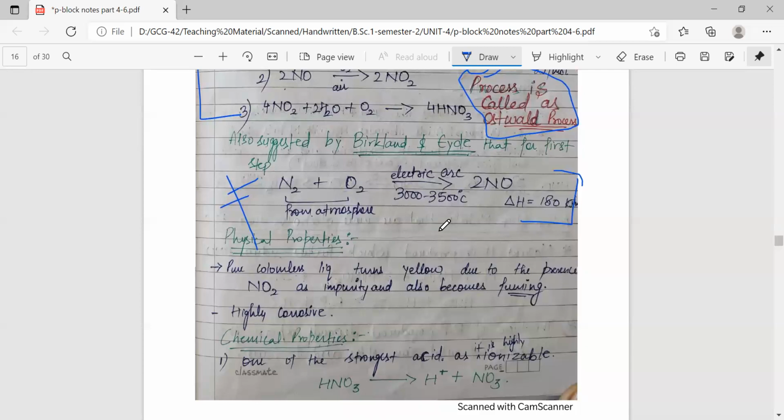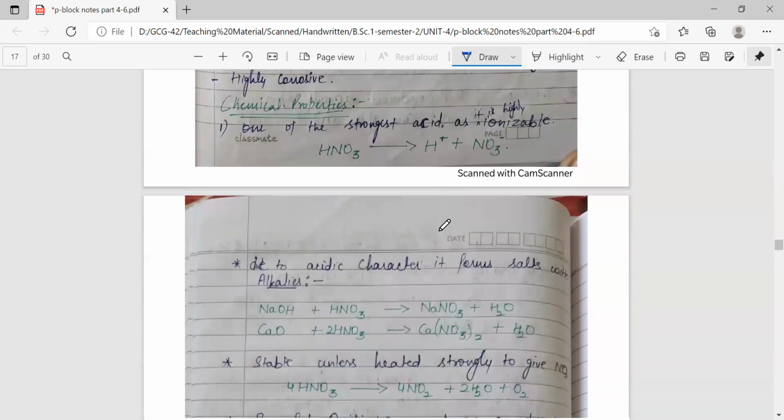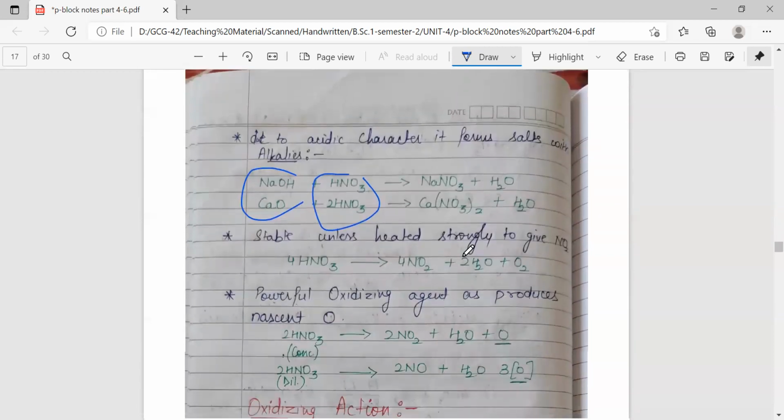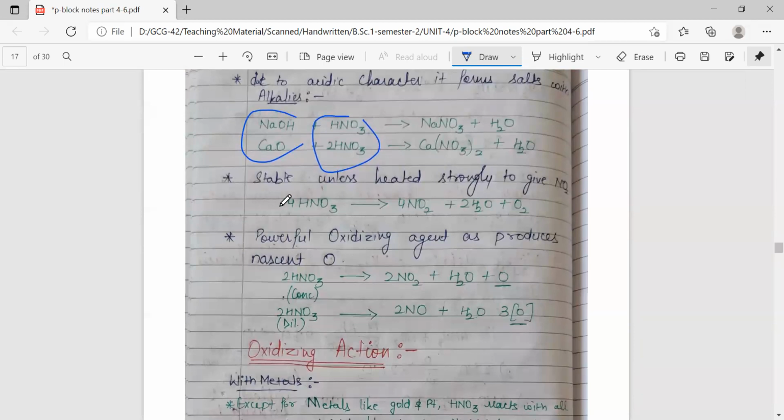Its chemical properties: it is one of the strongest acids, highly ionizable. It will give us H positive and the corresponding NO3 negative anion, that is, the nitrate anion. Due to its acidic character, it forms salts with alkalis. As it is an acid, it will react with alkalis and basic compounds like NaOH and CaO to give the corresponding salts. It is stable unless heated. When it is heated, it will release nitrogen dioxide, water, and oxygen.